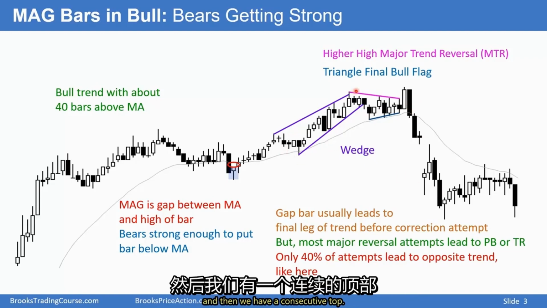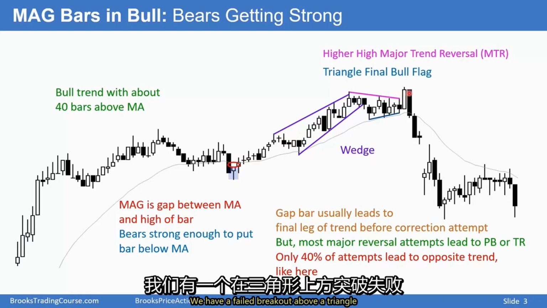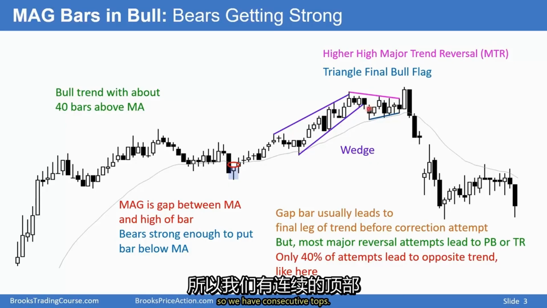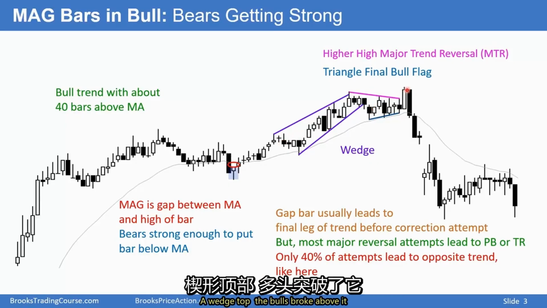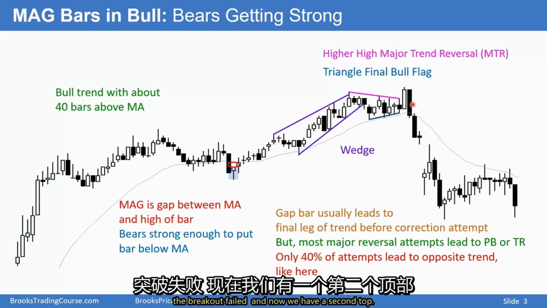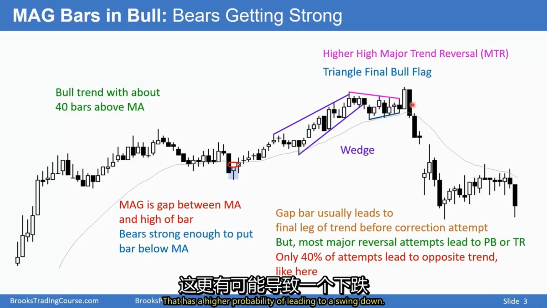We also have a wedge top, and then we have a consecutive top. We have a failed breakout above a triangle. So we have consecutive tops, a wedge top, the bulls broke above it, the breakout failed, and now we have a second top. That has a higher probability of leading to a swing down.